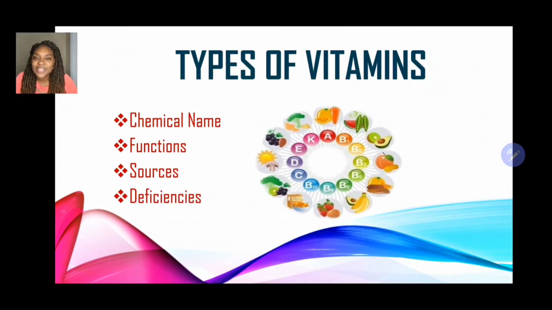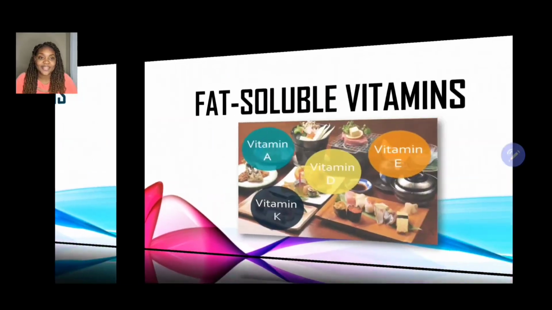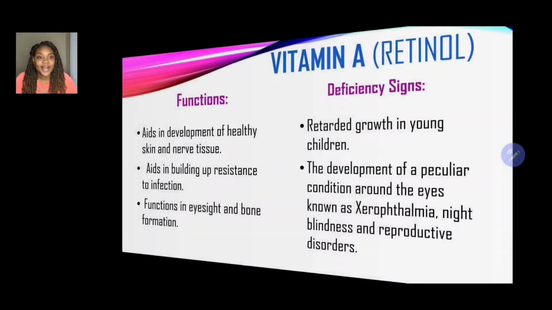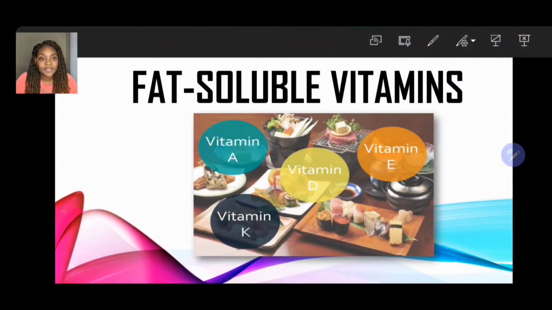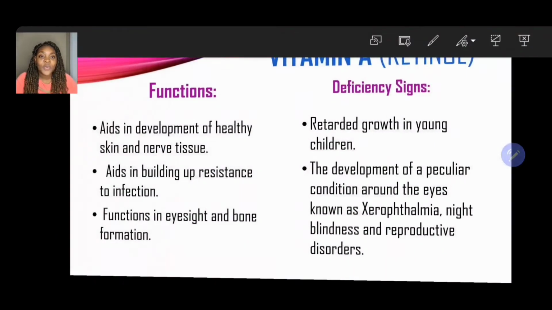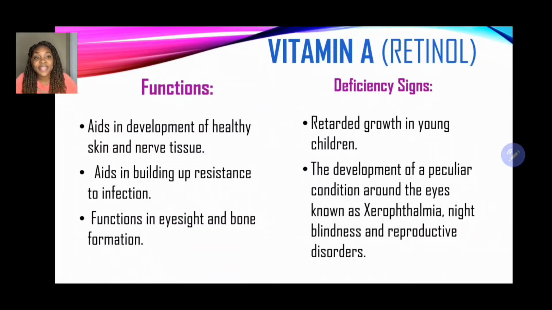Now we're going to look at the different types of fat-soluble vitamins. They are A, D, E. Let's go back again. The fat-soluble vitamins are vitamin A, vitamin D, vitamin E, vitamin K. Now we're kicking things off with vitamin A, and we're also looking at their scientific names. So the scientific name for vitamin A is retinol. Good.